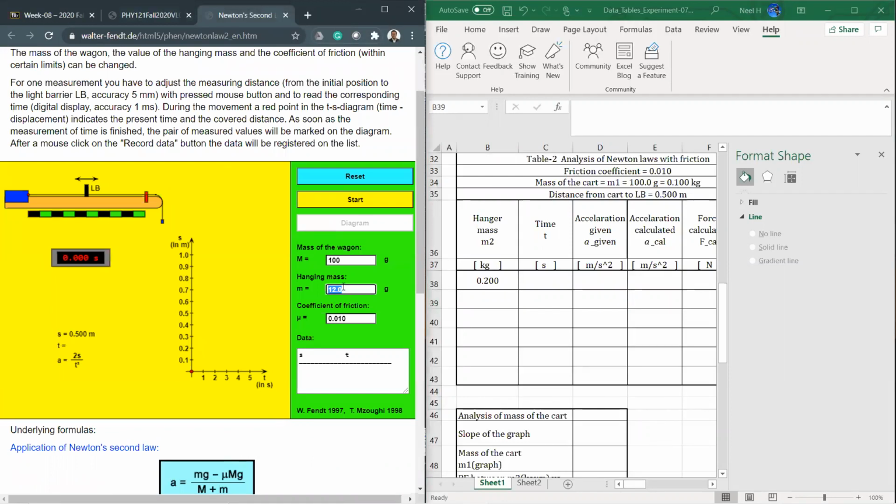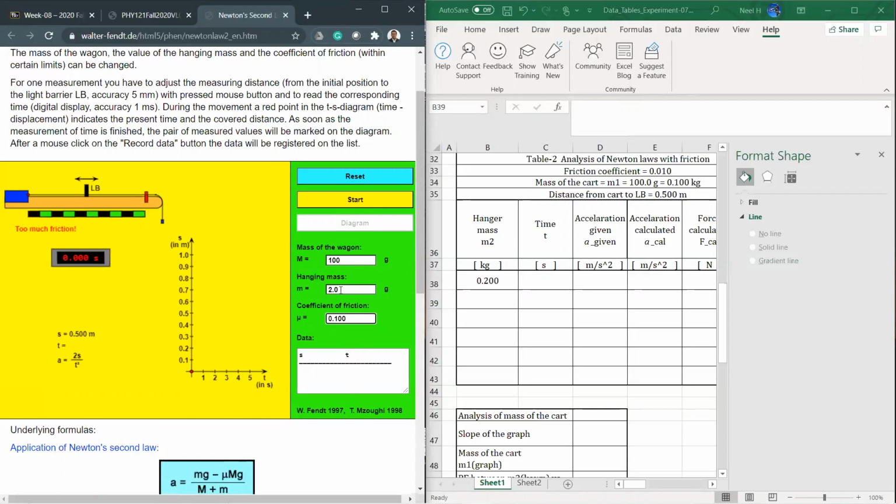We're going to go back to 2 gram hanger mass, and keep the wagon mass the same. Now we have very small friction there, and let us start. You can also check with higher friction. For example, let's say friction is about 0.1. Let's see whether this is running. See, it's saying too much friction. So the system will not run.